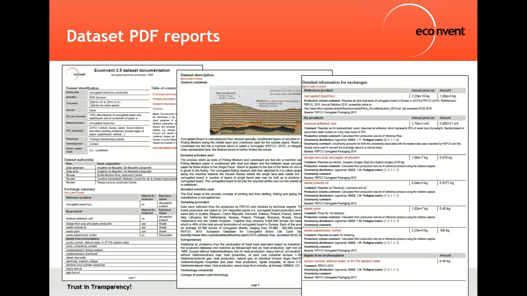And importantly, for example, through some software, like for example SimaPro, you can click on the URL in SimaPro and be directed to those PDF reports. So those PDF reports are really downloadable pieces of information related to each of our datasets, and they are very useful and handy when you're trying to compile information from different points.